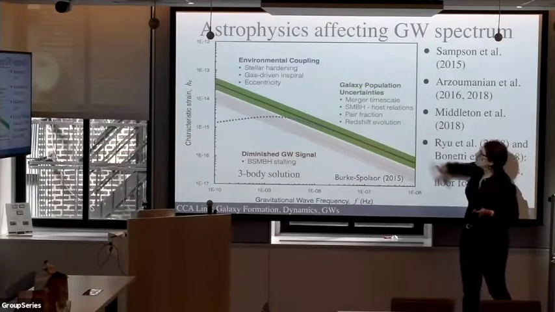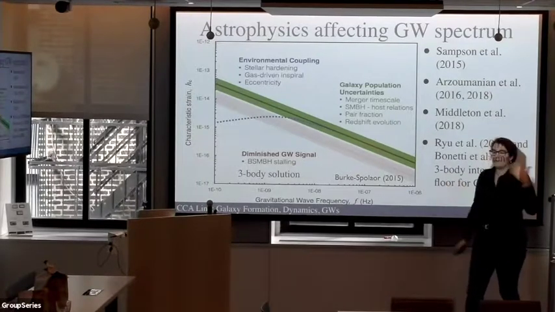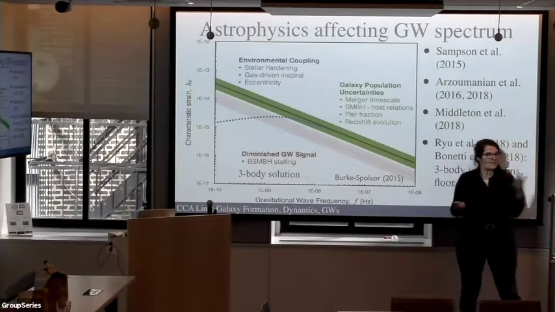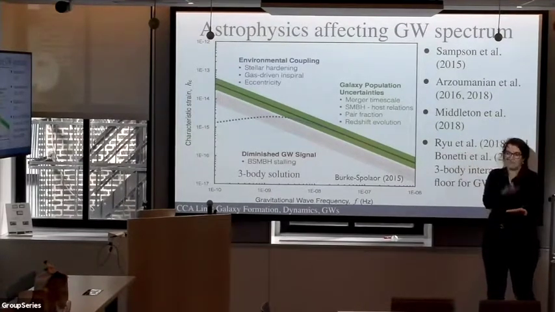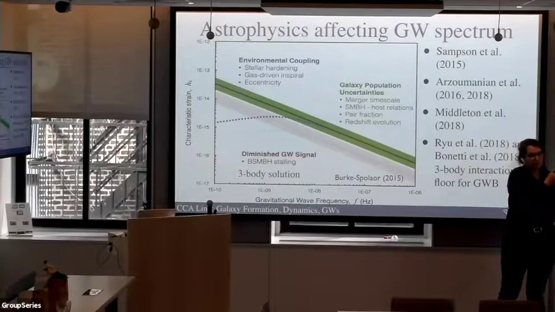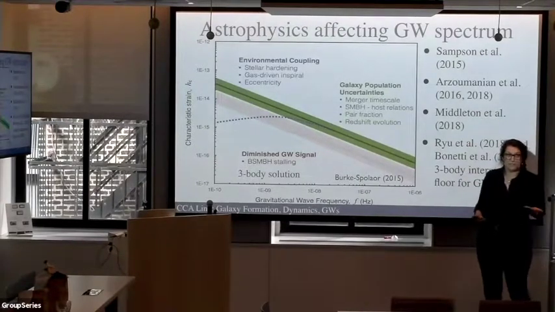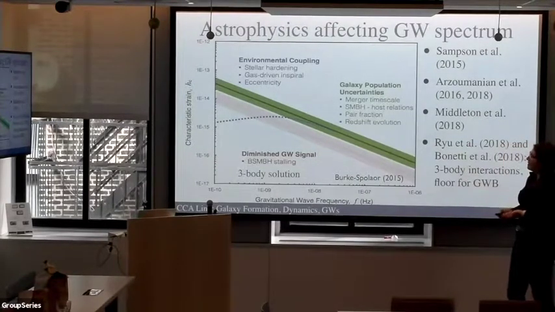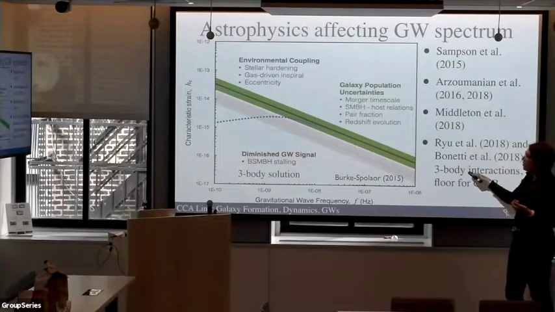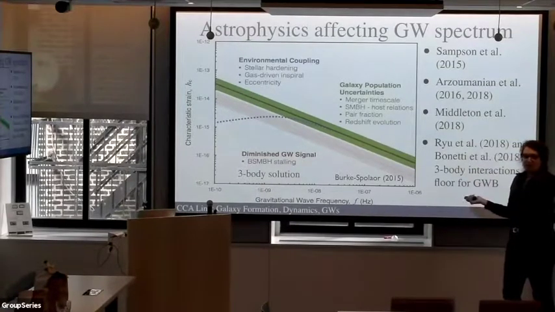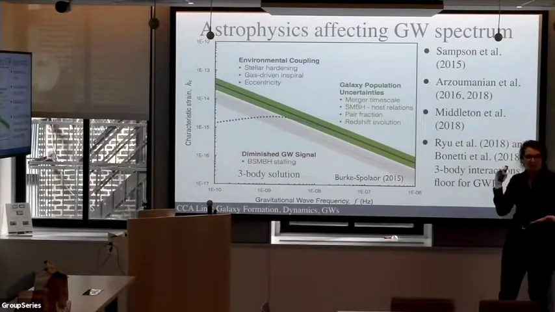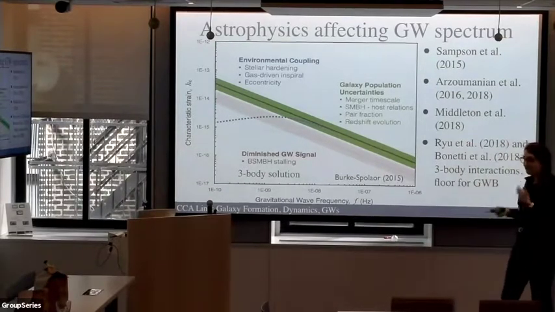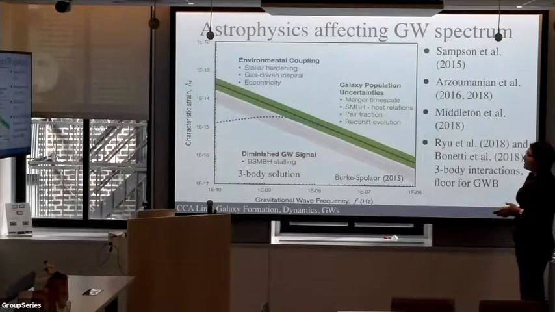The galaxy population uncertainties are things like the merger time scales. Do things really work the way that we think they do? Do you have a dynamical friction time scale, a stellar hardening time scale, a gravitational wave time scale? Have we modeled these things correctly? Do we understand that physics? What about the black hole host relations? You've got lots of different models for black hole masses: Kormendy and Ho, McConnell and Ma, Häring and Rix. They all give different answers for black hole masses.